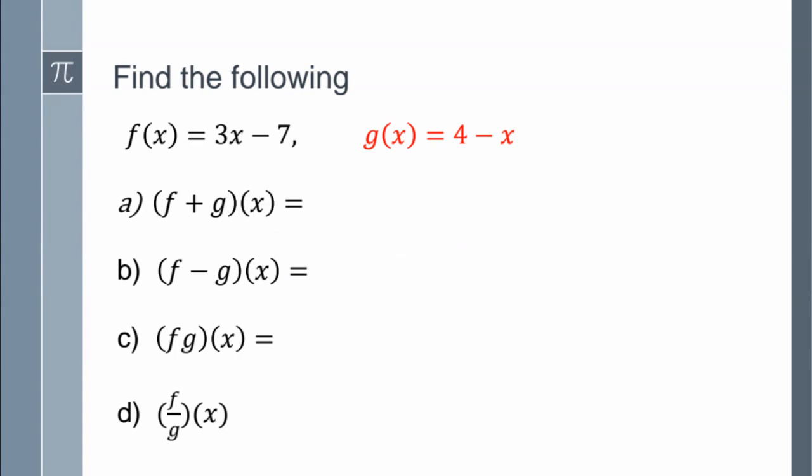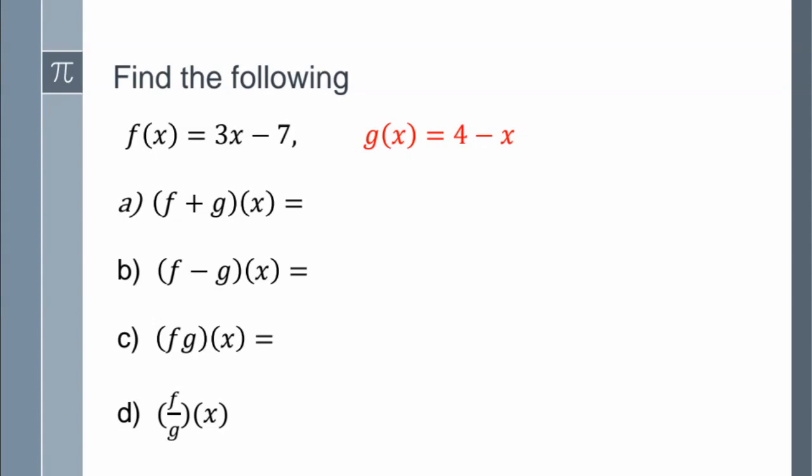Let me see that I have as an example, I have these two functions. I have f of x, which is 3x minus 7, and I have g of x, which is 4 minus x. So let's do the first example of the first basic operation, which is addition of functions.